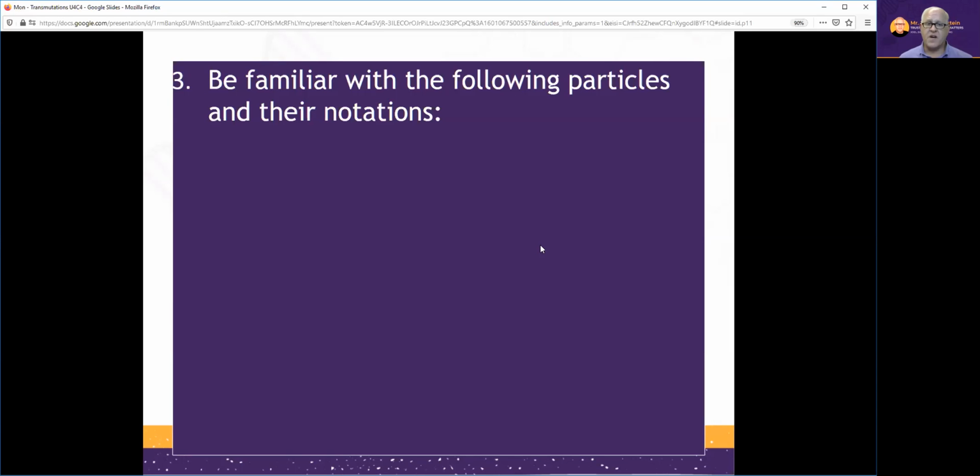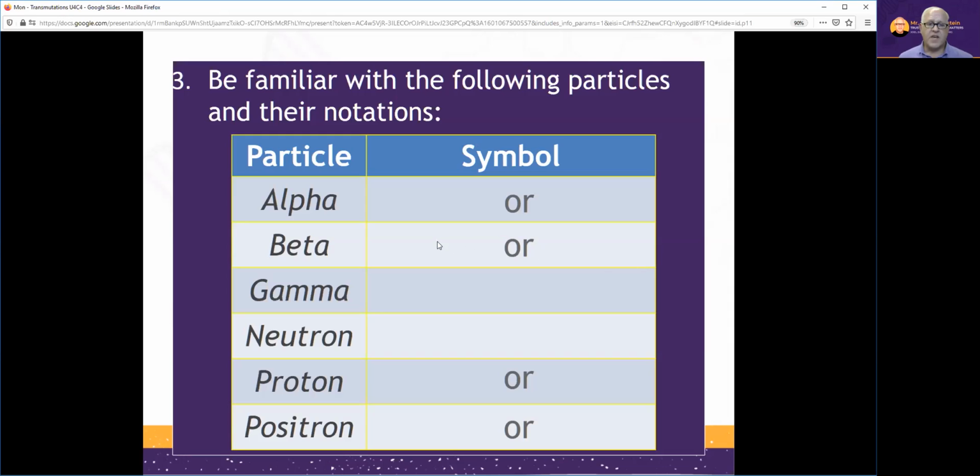Make sure you're familiar with the following particles and their notations, and you should draw a little chart for this. For the alpha particle, it will have a symbol of helium-4, which is element number 2 and a mass of 4. You can also show it as an alpha particle, an italicized A with a 2, 4. Beta particle is no mass, but an electron. And that's going to be a negative charge. You can also show it as an E or with an italicized B.